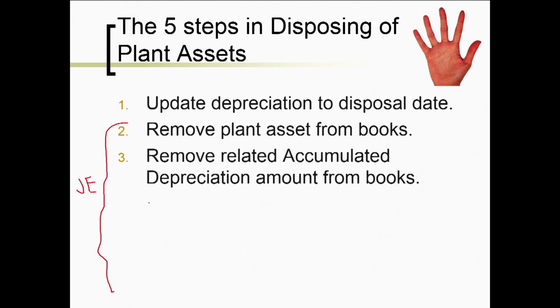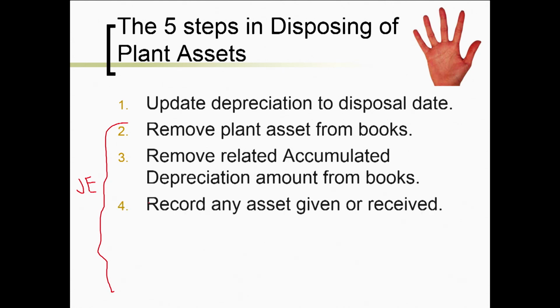Then we need to remove the related accumulated depreciation from the books, right? If you don't have that asset, you don't have that related contra asset anymore either, right? Now, accumulated depreciation is a credit balance, so we're probably going to have to debit accumulated depreciation, correct?